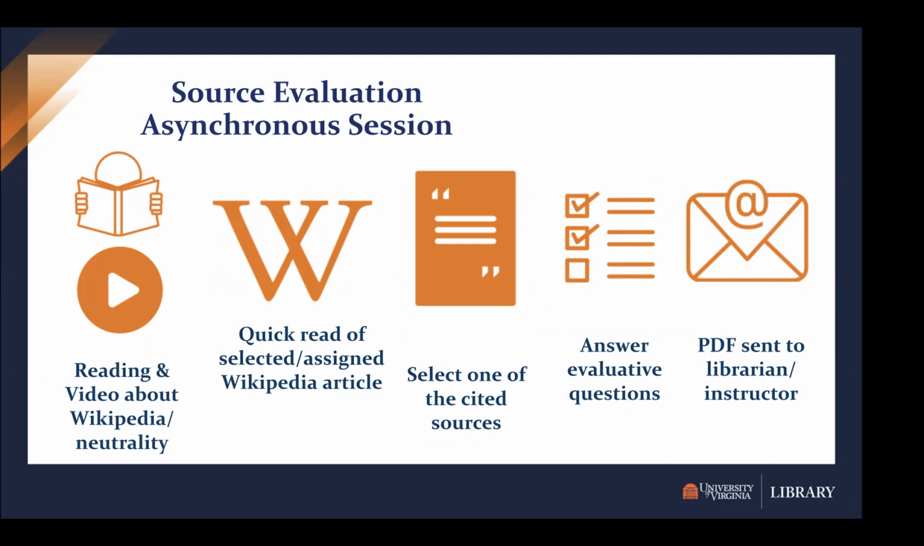Next, students will either select an article of interest, or you can assign them a specific article that relates to the class theme. They will then be tasked with scanning the Wikipedia article and evaluating it based on the provided questions in a form we've created.